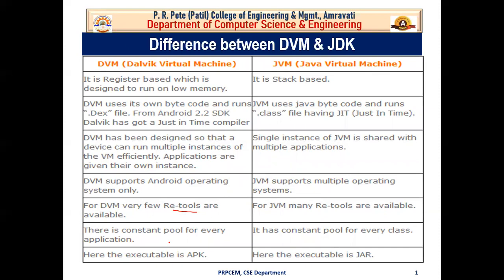Next difference is that there is a constant pool for every application in Dalvik virtual machine. In Java virtual machine, it has a constant pool for every class. And the last difference between DVM and JVM is that here the executable is APK, and in Java virtual machine, the executable file is the jar file. So these are the differences between Java virtual machine and Dalvik virtual machine.